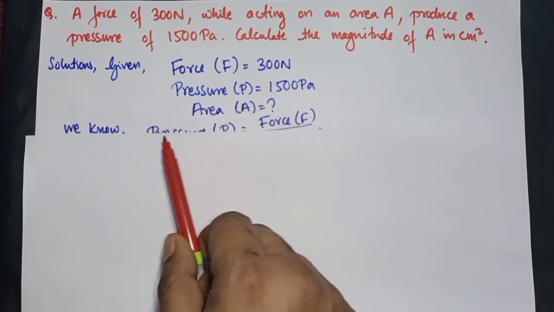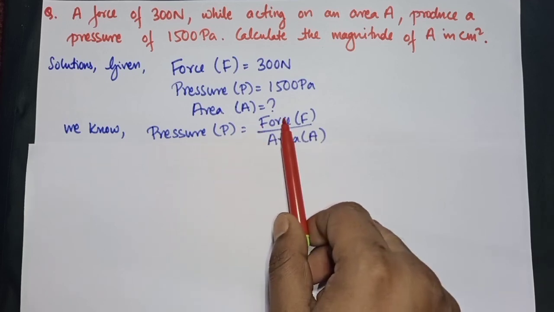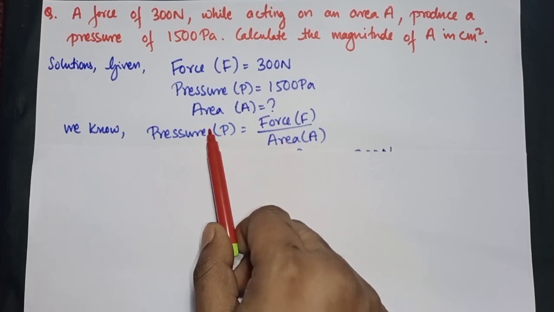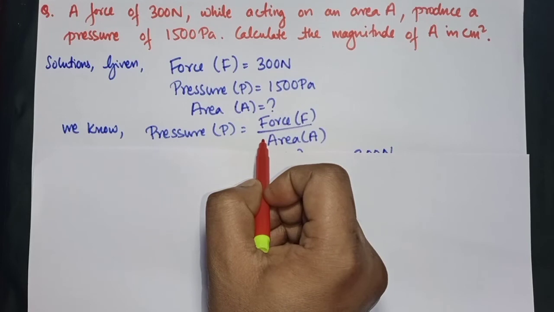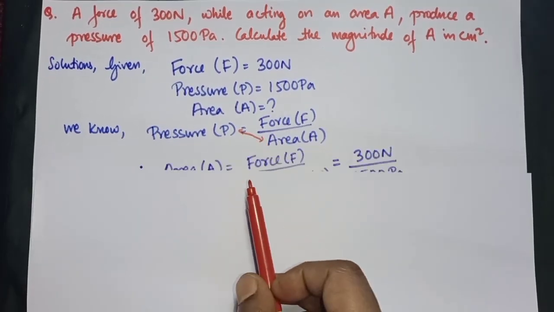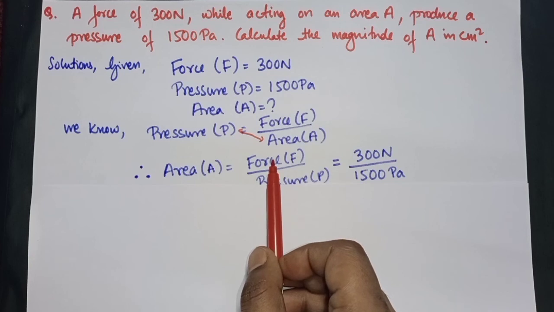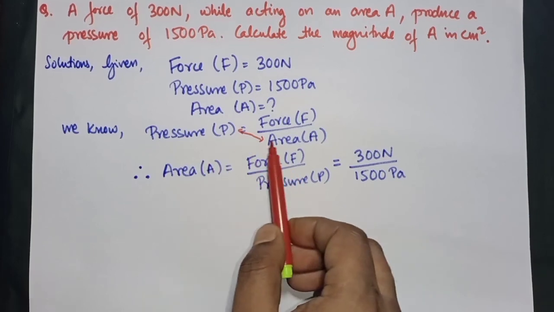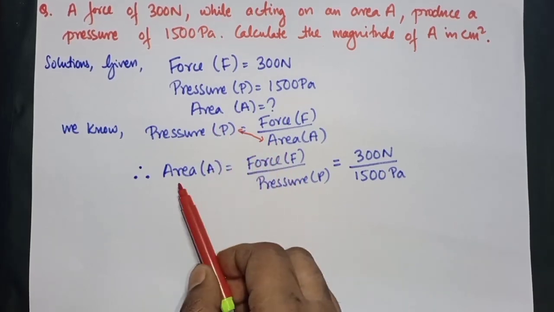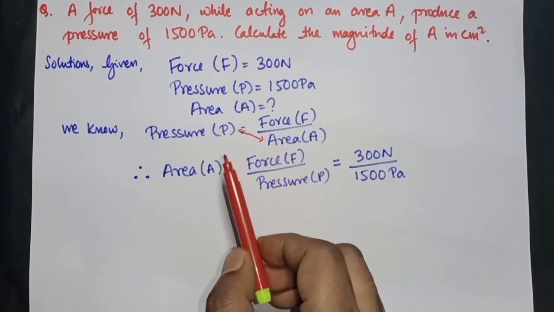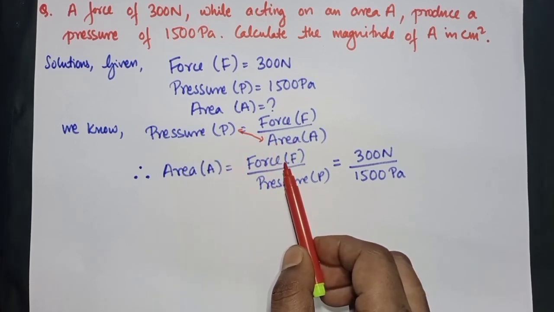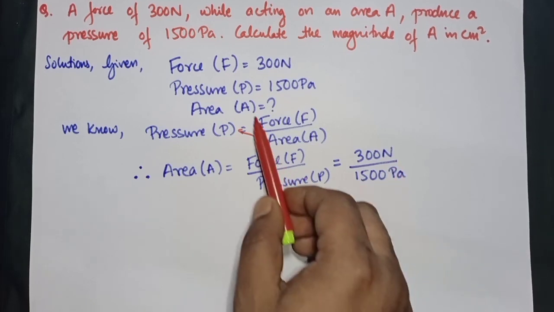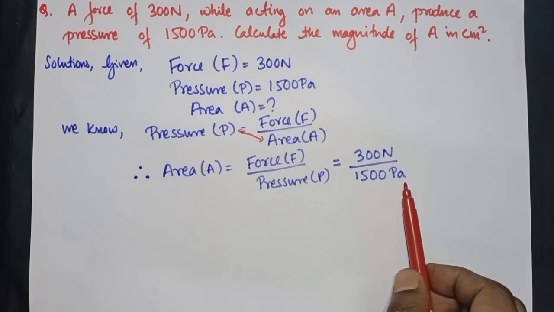So we know the formula. Pressure equals force upon area. Now since we have to find the area, this area I'll take up and this pressure I'll bring down. So area will go up, so pressure will come down. So force upon pressure. Hope you are clear with this. Area equals force upon pressure. Now we just replace the values. The value of force is 300 Newton, and pressure is 1500 Pascal.